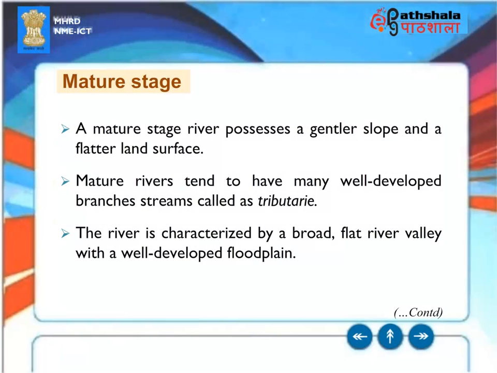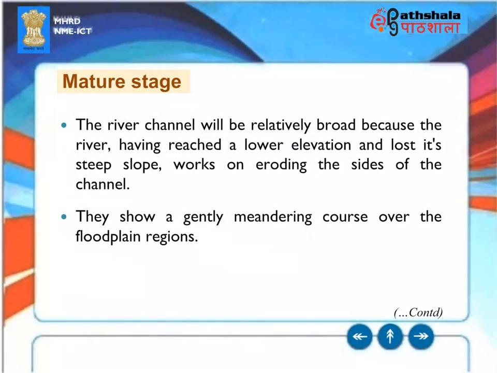Mature stage. A mature stage river possesses a gentler slope and a flatter land surface. Mature rivers tend to have many well-developed branch streams called tributaries. The river is characterized by a broad, flat river valley with a well-developed floodplain. The river channel will be relatively broad because the river, having reached a lower elevation and lost its steep slope, works on eroding the sides of the channel.